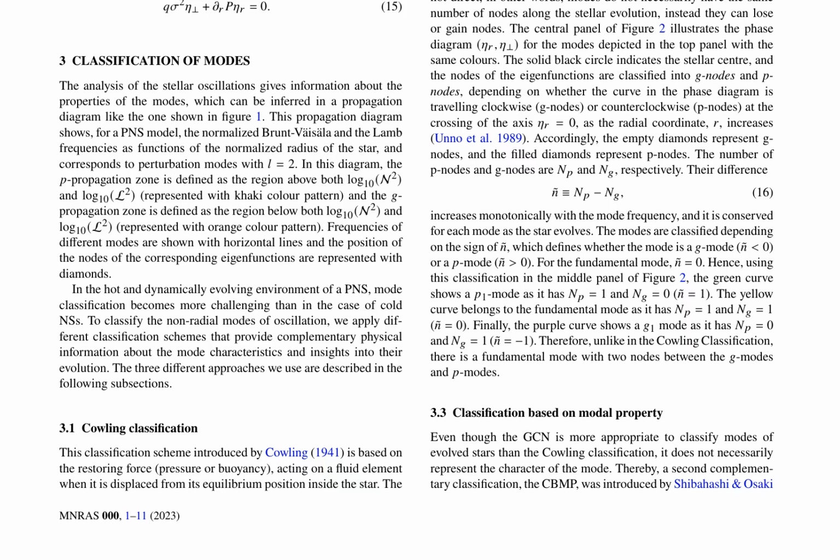The authors conclude that the use of these three classification schemes provides a comprehensive understanding of the non-radial oscillation modes in a PNS, which is crucial for interpreting the asteroseismic data from gravitational wave observations.